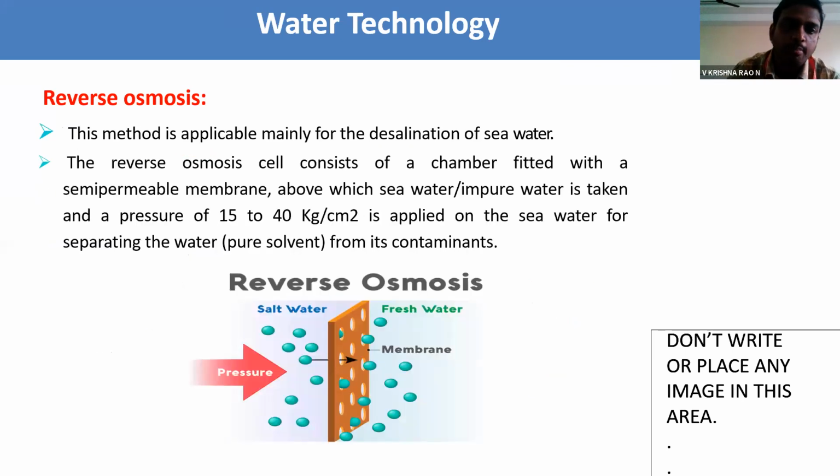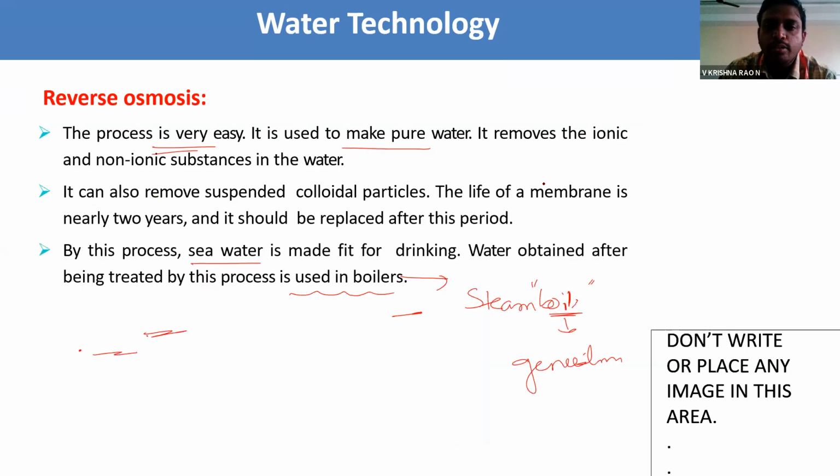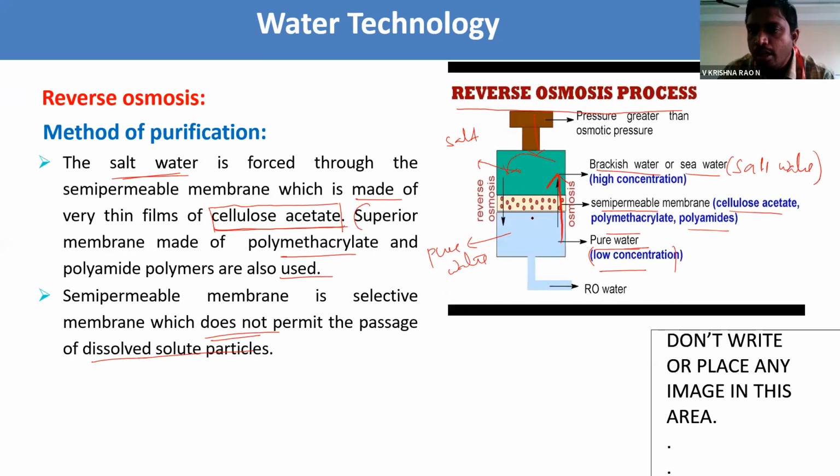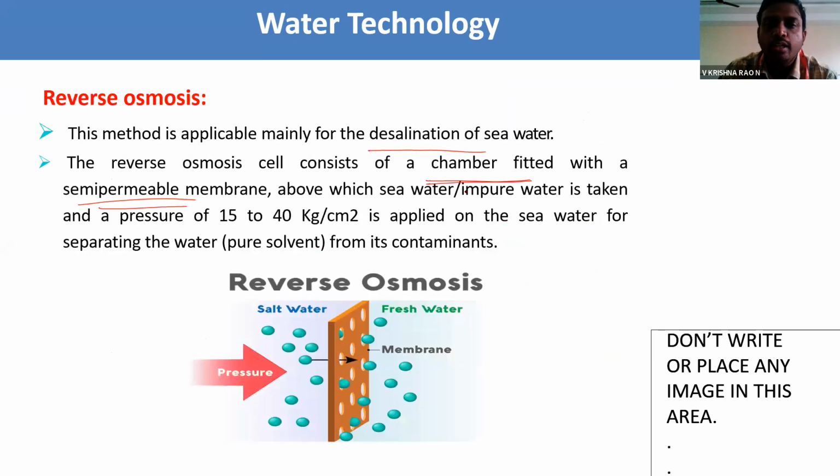This reverse osmosis method is mainly applicable for the desalination of seawater and brackish water. Here the reverse osmosis cell consists of a chamber fitted with a semi-permeable membrane, above which seawater or impure water is taken. A pressure of 15 to 40 kg per square centimeter is applied on the sea water for separating the pure solvent, pure water, from its contaminants.